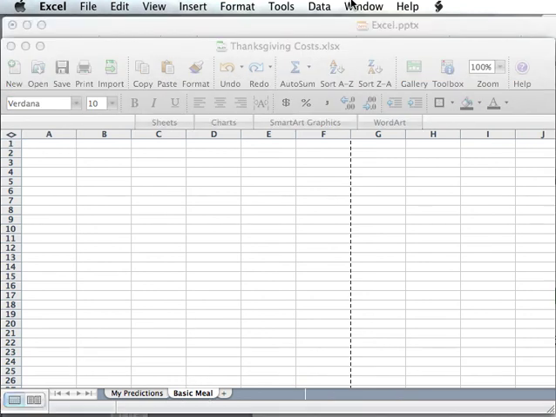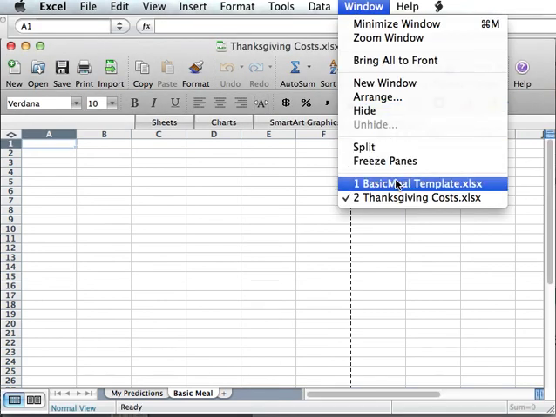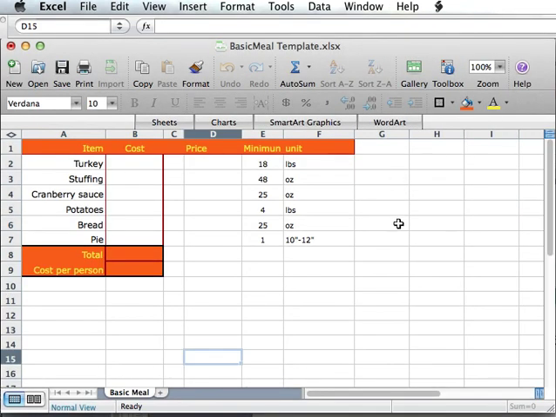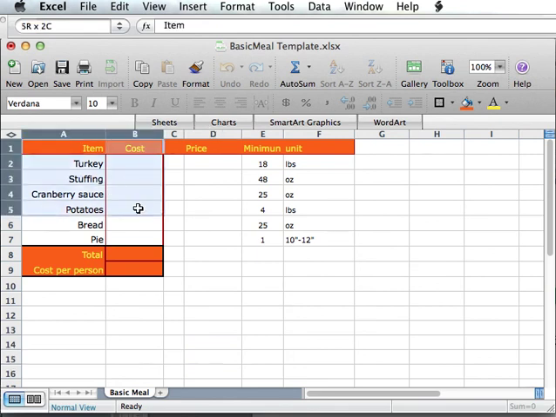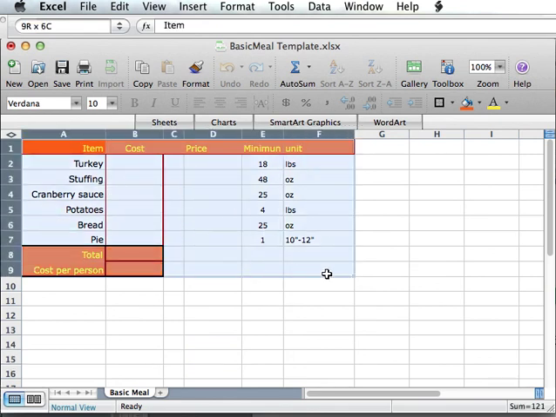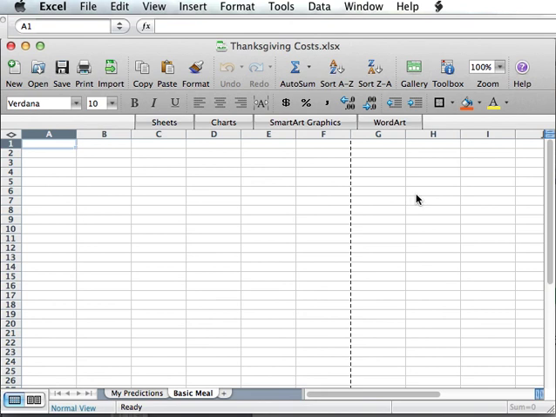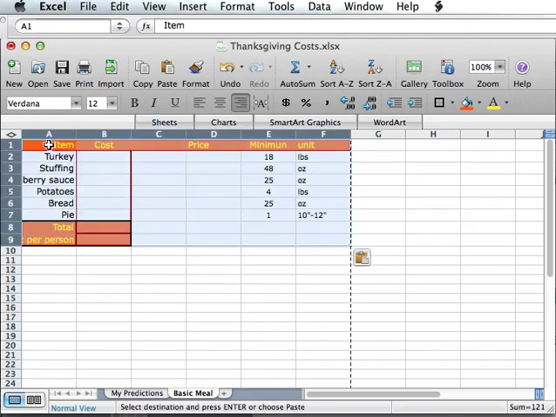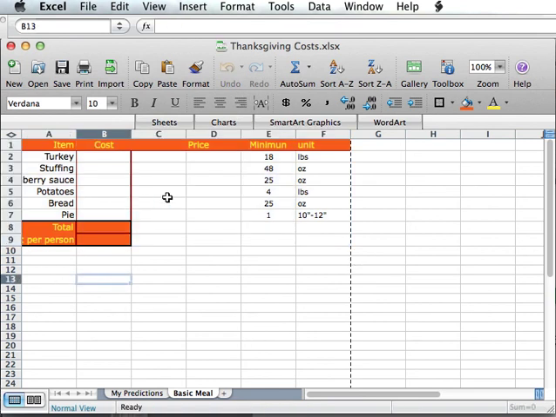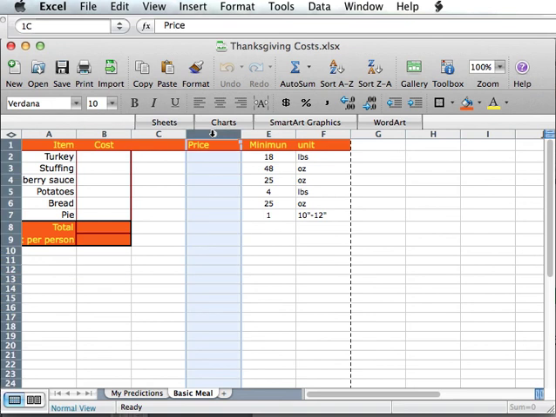Now go to your basic meal template, which is in My Big Campus, and copy A1 through F9. Select it, copy, and then go to Thanksgiving cost, select A1, and paste it. Save. Now, you need to do a little bit of formatting. I'll explain that. First, though, I want to do that before we go ahead and talk about the prices.